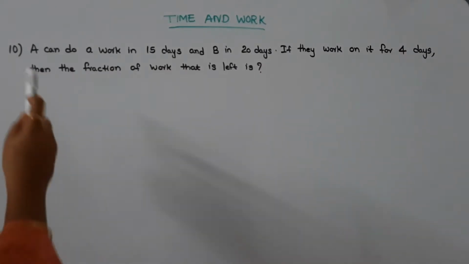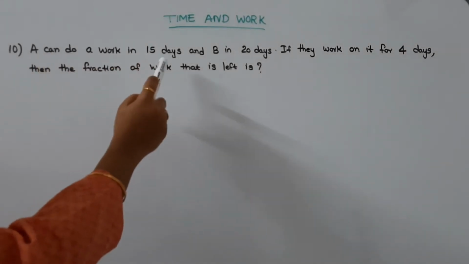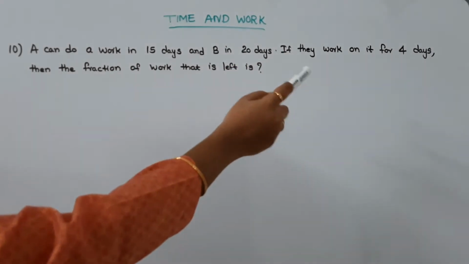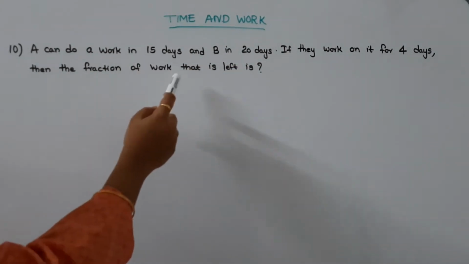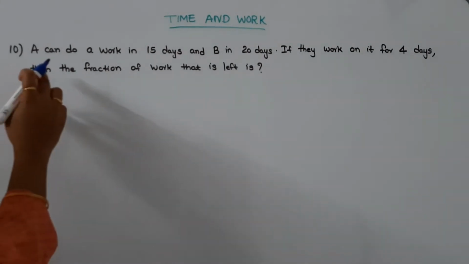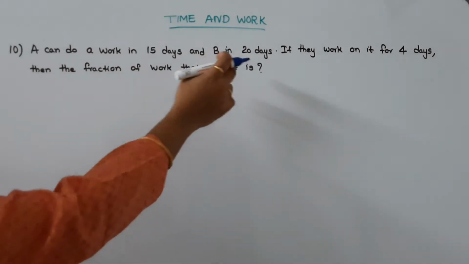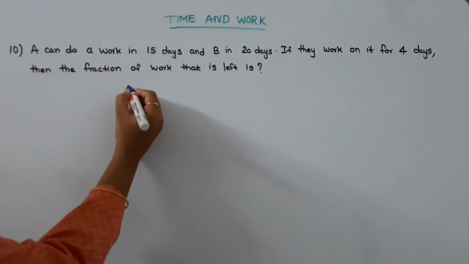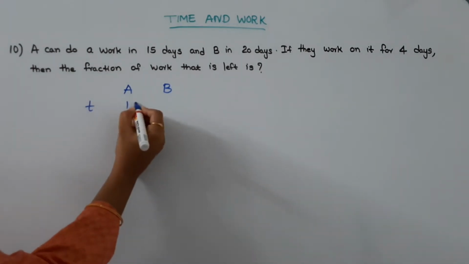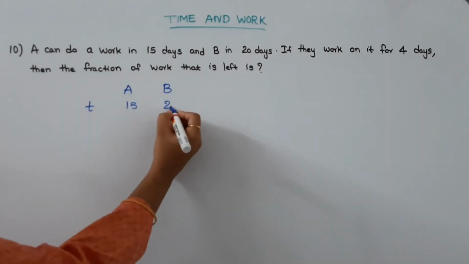The 10th question is A can do a work in 15 days and B in 20 days. If they work on it for 4 days, then the fraction of work that is left is. Now in this question they have given us the time taken by A and time taken by B. So first write A, B, time taken by A is 15 days, time taken by B is 20 days.